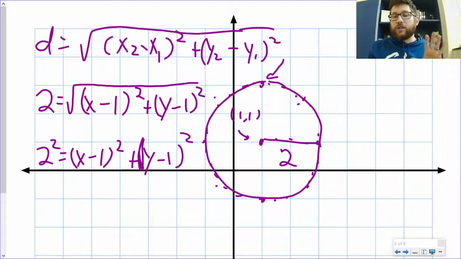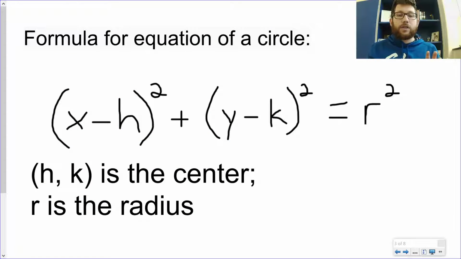So let's generalize this out. Here's your formula for the equation of a circle: (x minus h) squared plus (y minus k) squared is equal to r squared, where h and k are the center of the circle. They're not variables, they're constants. h and k are at the center, and r is the radius. Then we just plug in x and y values to find our other points. This is absolutely worth putting in your notes, so if you're taking notes, I would write this down.